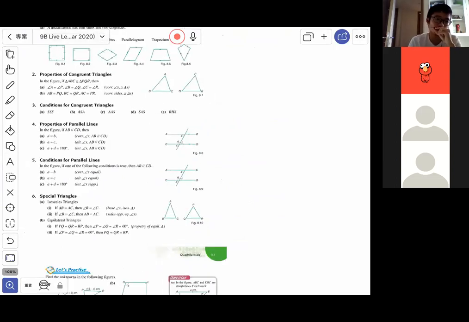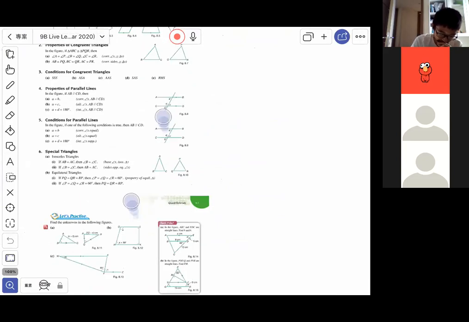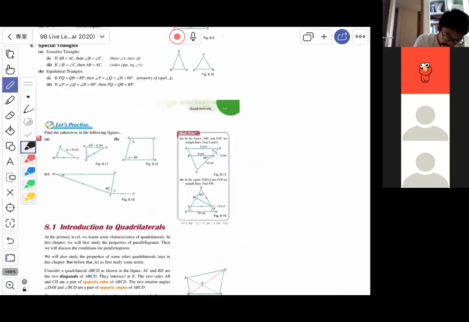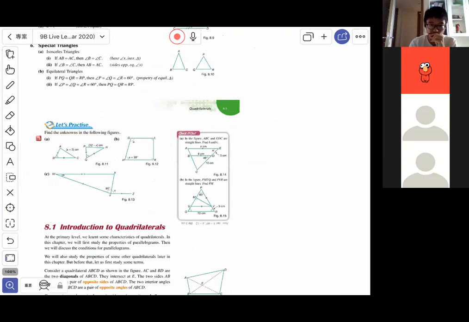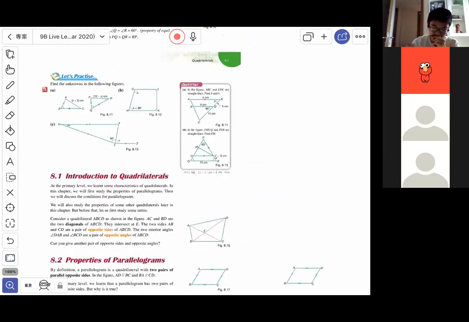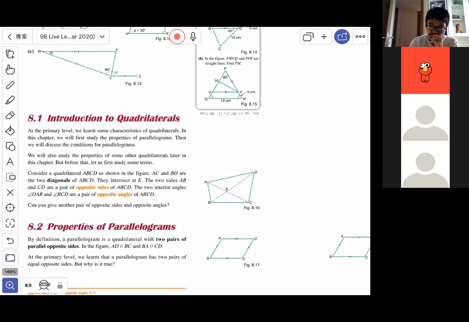I only want to show you some very interesting concepts about parallelogram. Okay, the cat is also explaining for me. So for parallelogram, this is the goal of today. We will not talk about other quadrilaterals. Of course, there are others like square, rectangle, kite, rhombus, and so on. But today we will focus on parallelogram.